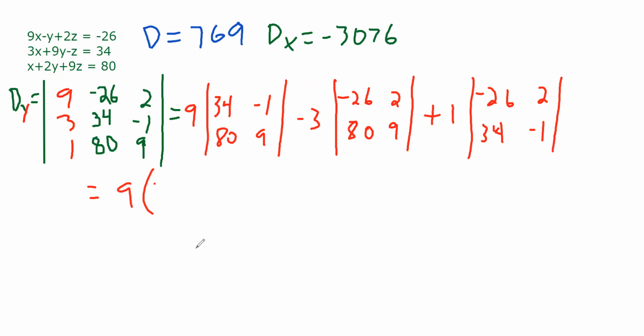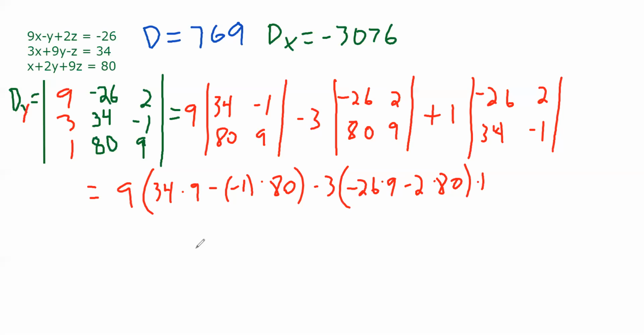So 9 times, so that'll be 34 times 9, minus negative 1 times 80, minus 3 times negative 26 times 9, minus 2 times 80, plus 1 times negative 26 times negative 1, minus 2 times 34. Phew. Let's stop and look over our work. Let me dot my I's and cross my T's here. That's a 9.